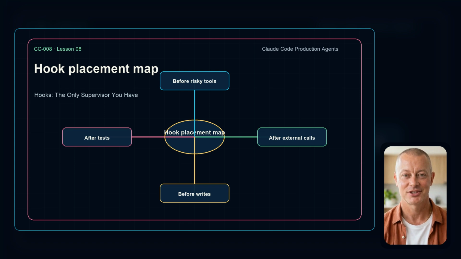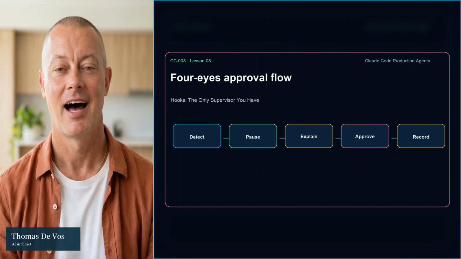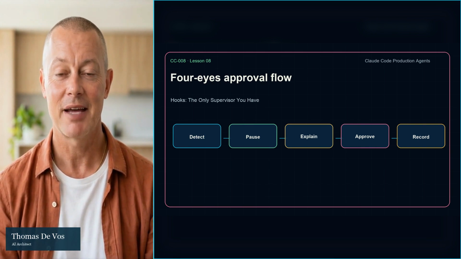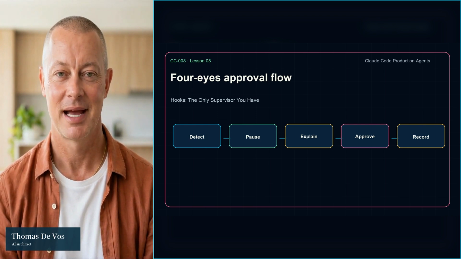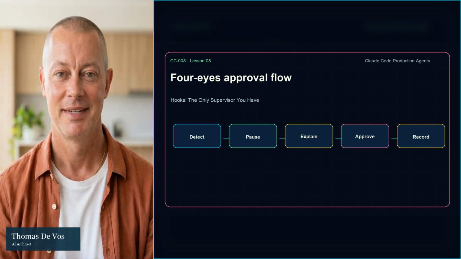For Four Eyes approval, the flow is simple. Detect the risky action, pause the run, explain what is being requested, ask for approval, record the decision. If that process only happens in a human memory or a team habit, it will be skipped under pressure. A hook makes the checkpoint executable.